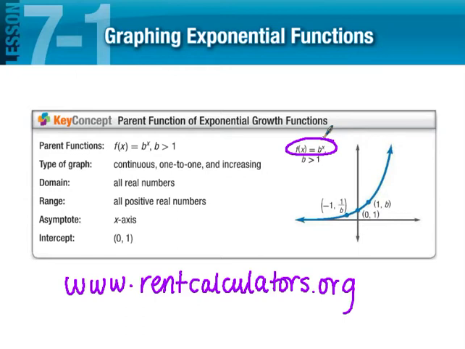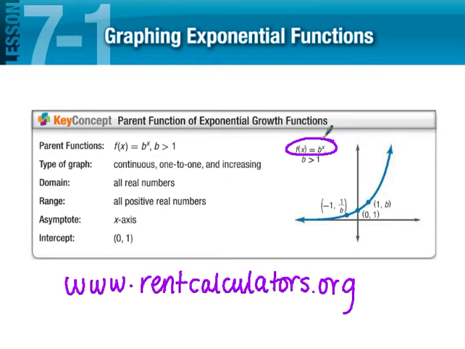Okay, the other thing is the graph is continuous. What that means is that it doesn't have any breaks. Okay, if you were to drive your car along this graph, you're not going to fall off. One to one means for every 1 x, there's exactly 1 y. And the function is increasing, which means that it goes up.